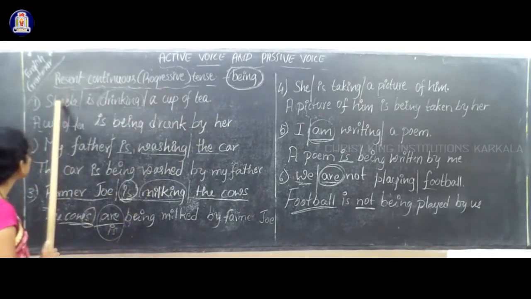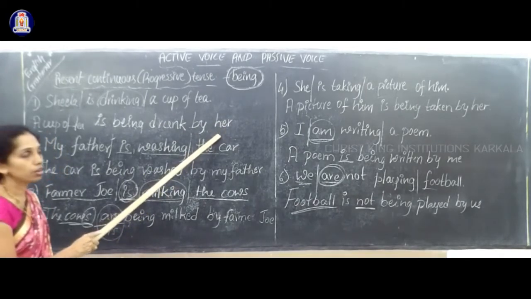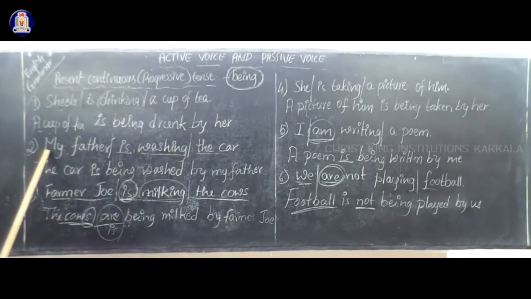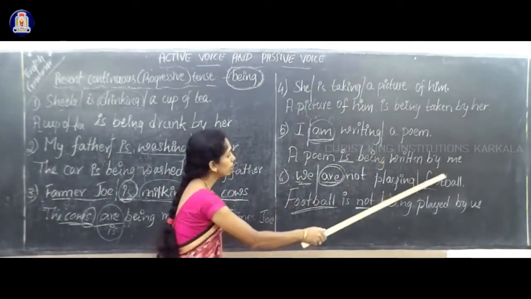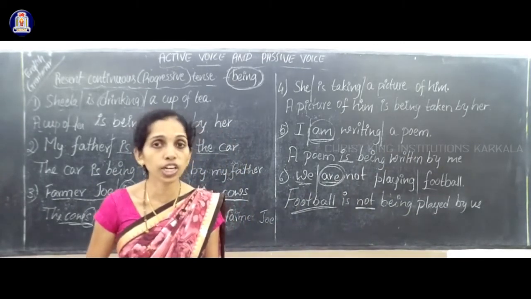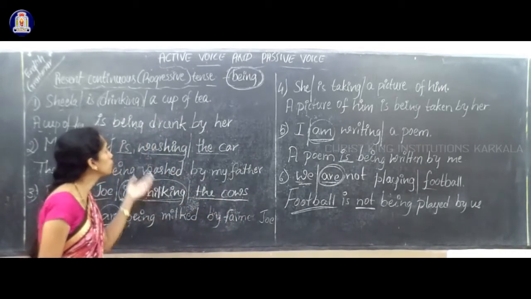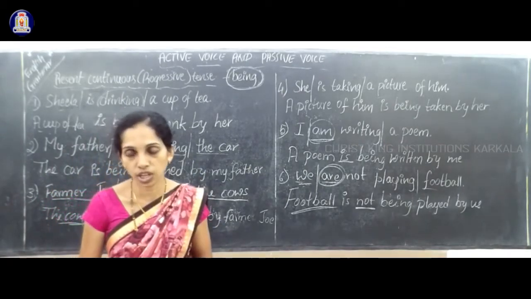The subject of the active voice is written in the pronoun form. Everywhere the same thing happened. "My father" remains the same here. "The farmer Joe" also remains the same. She became her, I became me, and we became us. So all these changes, just go through them and make them clear to yourself. Let us see some more examples for the present continuous tense, or the progressive tense.